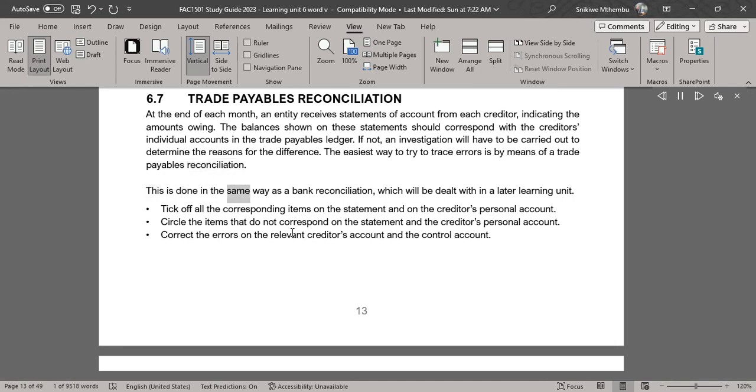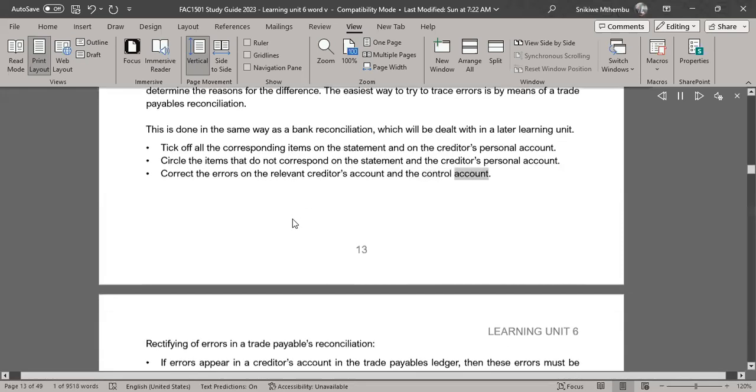This is done in the same way as a bank reconciliation, which will be dealt with in a later learning unit. Tick off all the corresponding items on the statement and on the creditor's personal account. Circle the items that do not correspond on the statement and the creditor's personal account. Correct the errors on the relevant creditor's account and the control account.